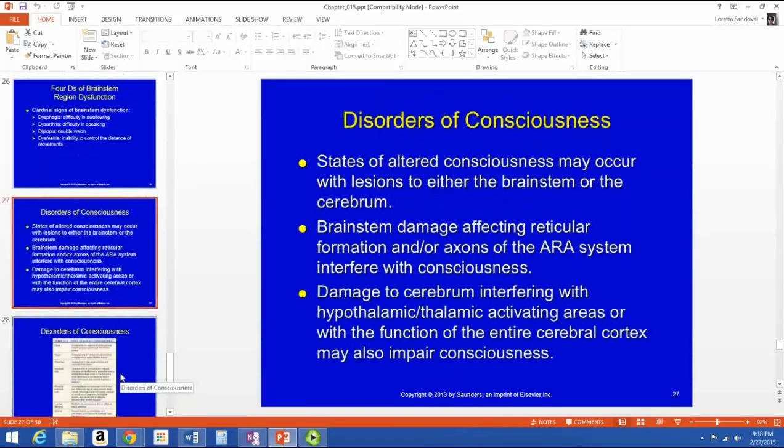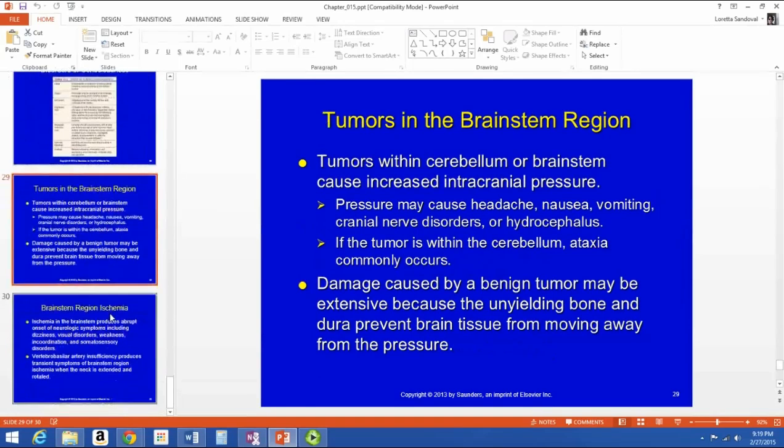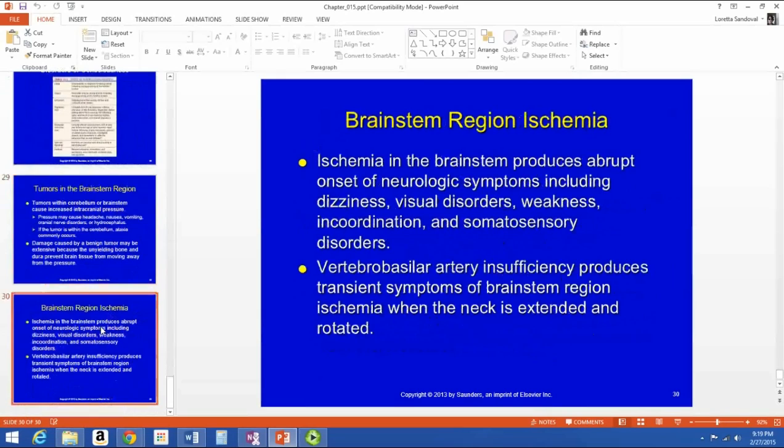Okay, so there are a couple slides on the disorders of consciousness, and it has that table 15-2 with the states of altered consciousness. Because the reticular activating system is located in the brainstem, you can have brainstem disorders that affect your level of consciousness. You can be in a coma or a vegetative state because of a brainstem disorder. There is some information about tumors in the brainstem and brainstem region ischemia. Again, that is there just for information. I will not test you on that information. Okay? So that's all we're going to talk about with the brainstem.